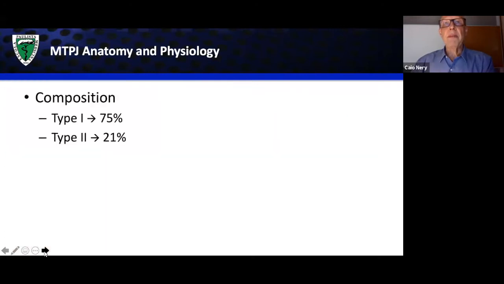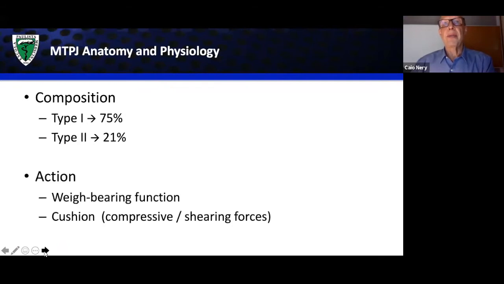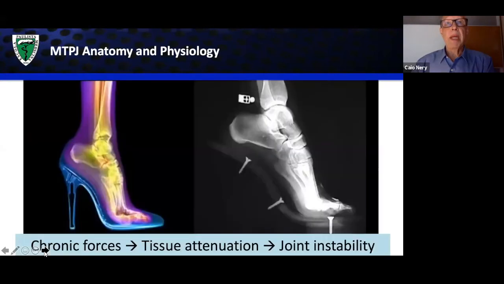The major composition of the MTP plantar plate contains type 1 and type 2 collagen fibers woven together to create a dense fibrous network that acts as a cushion to support compressive and shearing forces transferred to the forefoot during weight bearing. Chronic hyperextension forces applied to the MTP joints can lead the plantar plate and capsular attachments to become attenuated and insufficient, causing loss of joint stability.